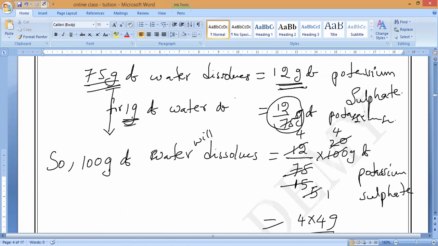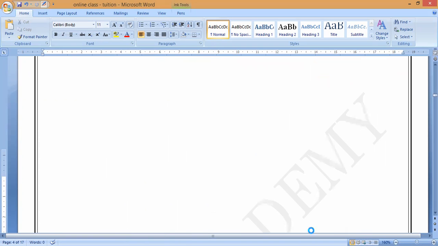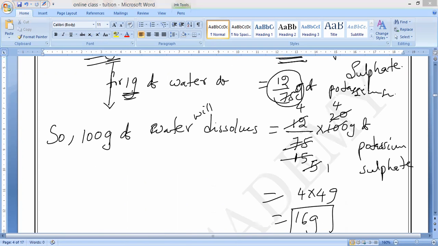So this is all about today's class. With this, I will stop today's class. In the next class, we will study the effect of temperature and pressure on solubility. If the temperature increases, what about the solubility? If the temperature decreases, what about the solubility? That is all we will study in the next class.